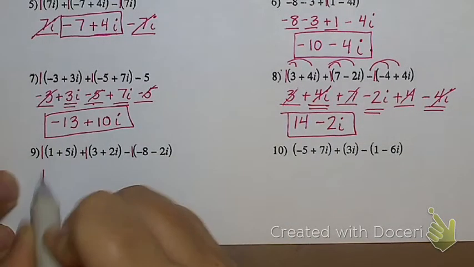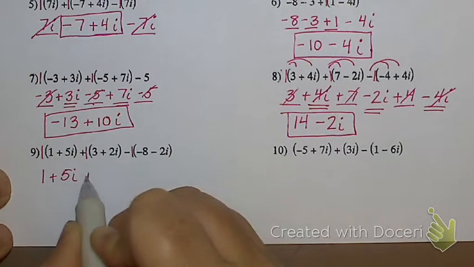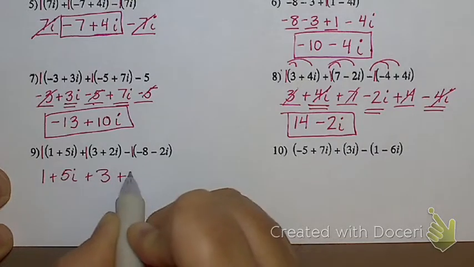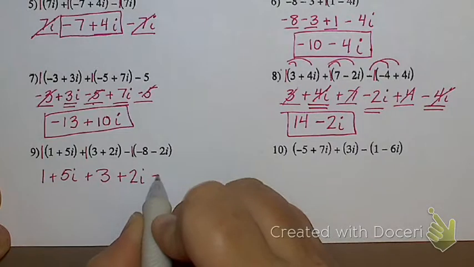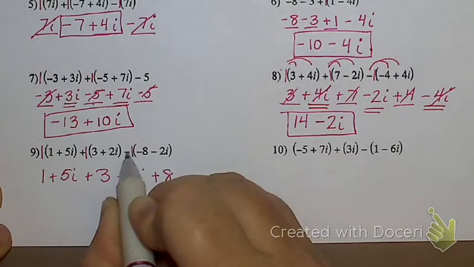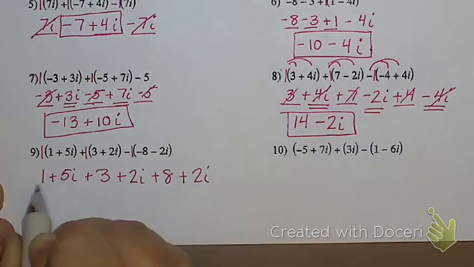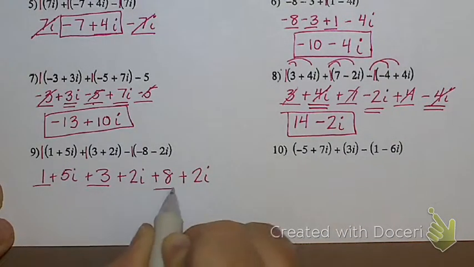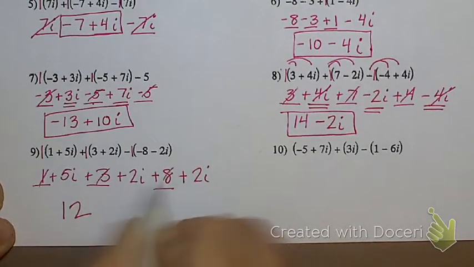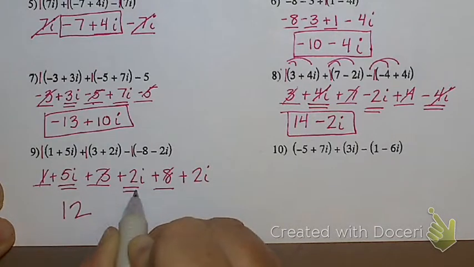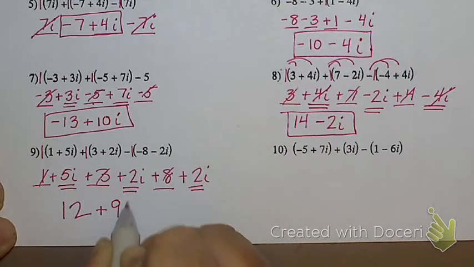All right, down here. 1 times 1 is 1. 1 times 5i is 5i. 1 times 3 is 3. 1 times 2i is 2i. Negative 1 times negative 8 is positive 8. And negative 1 times negative 2i is positive 2i. So let's see. 1 plus 3 is 4, plus 8 is 12. Done with those guys. 5i plus 2i plus 2i, what does that give me total? 9i.